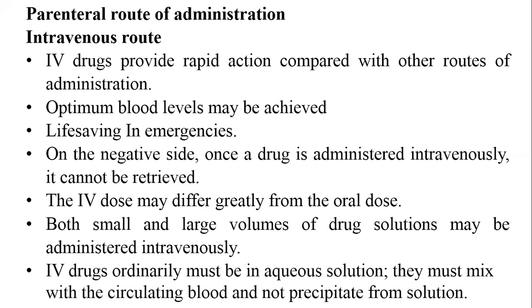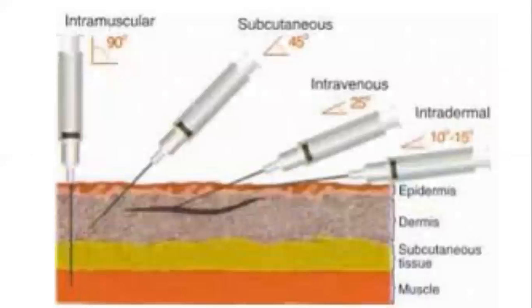Also, the drug should be in aqueous solution to be administered by IV route because they must mix with the circulating blood and not precipitate from solution. This figure represents different routes of drug administration. The IV route, which is administered directly to the blood vessel, intramuscular route, subcutaneous route, intradermal route.